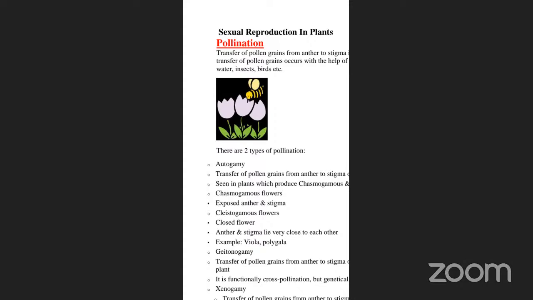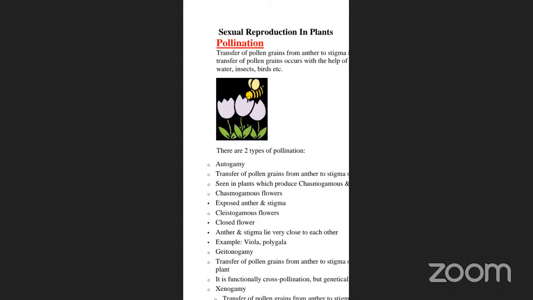Cleistogamous flowers do not open. Flowers which open are called chasmogamous flowers, and the pollination is called chasmogamy. Autogamy means self pollination.